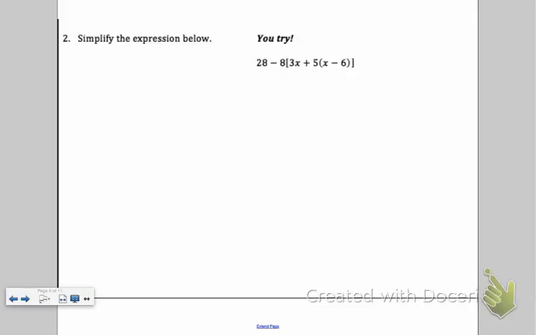Please take a moment to do example 2 on your own and unpause this video for a step-by-step solution. Be sure to show all your work horizontally. So every little thing that you're changing, you are rewriting your expression on the next row.